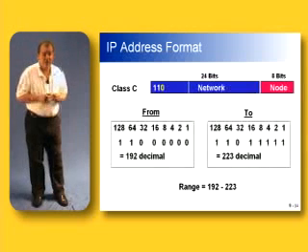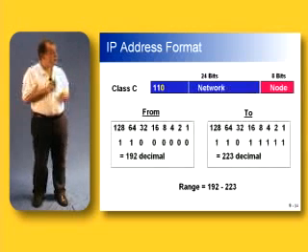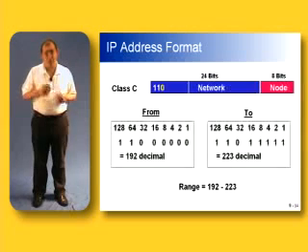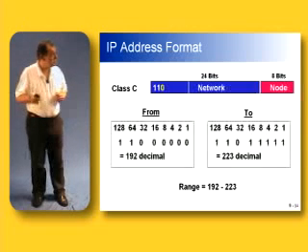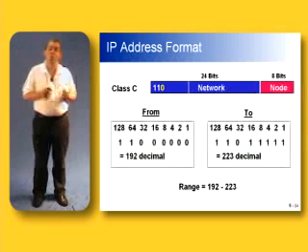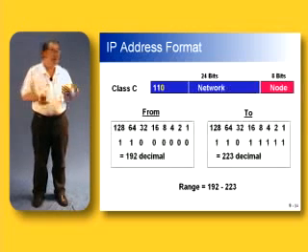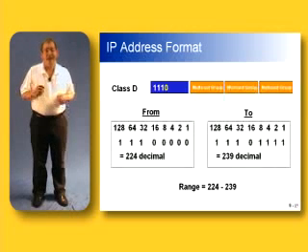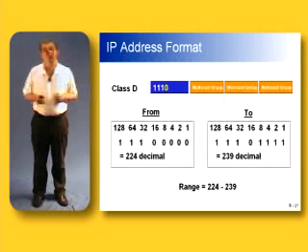Okay, same thing with the Class C. Remember, this time the first 3 bits are set in stone. 110, we can't do anything about that. So that gives us a possible range of 110 followed by 5 zeros, all the way up to 110 followed by 5 ones. Convert that back into decimal, we get a range from 192 to 223.